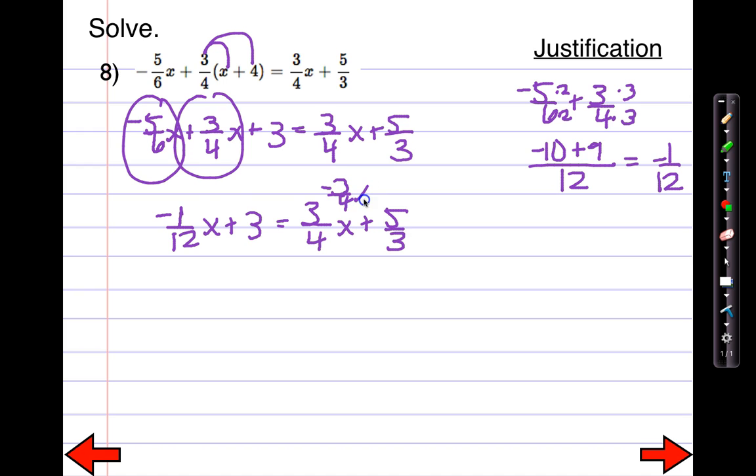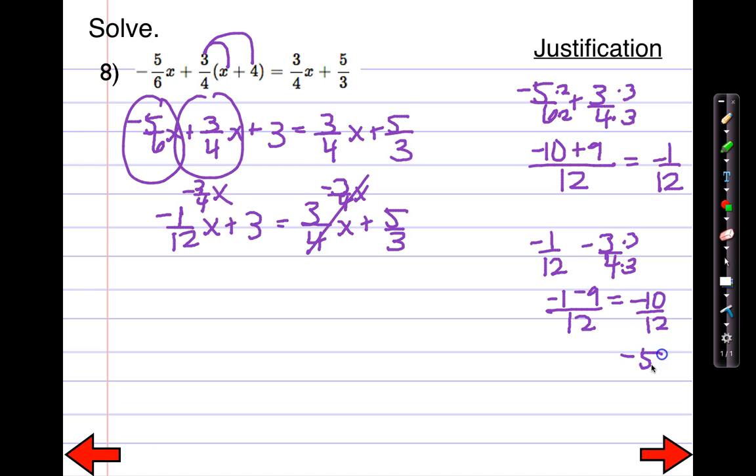I'm going to subtract my variable to both sides so that I can isolate it over to the left. So now I have a -1/12 minus 3/4. 12 is my lowest common multiple. I'm going to have to change this by 3, leaving me with -10 over 12, which could be reduced to -5/6. So now we have -5/6 x plus 3 equals 5/3.